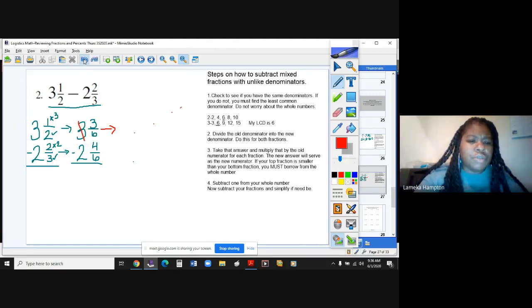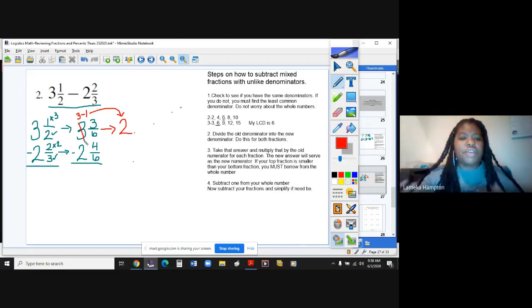Actually, let me undo something real quick. There we go. So I subtracted, and I'm going to write in red 3 minus 1. That is where I got this 2 from. I'm crossing that out because I subtracted 1 from my whole number. Now, this is going to be very, very important, and a lot of people miss this step, and this is where a lot of people get confused.